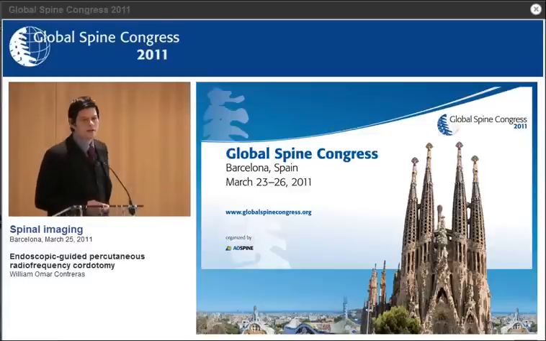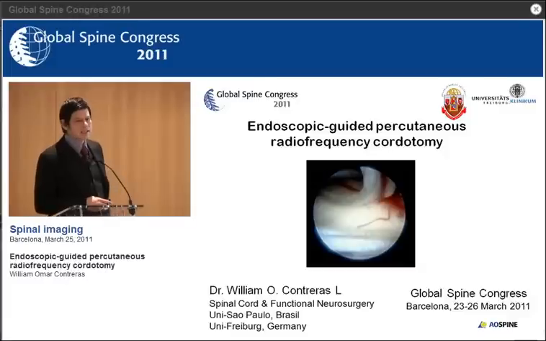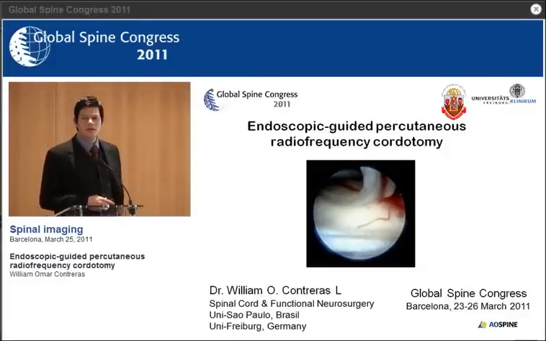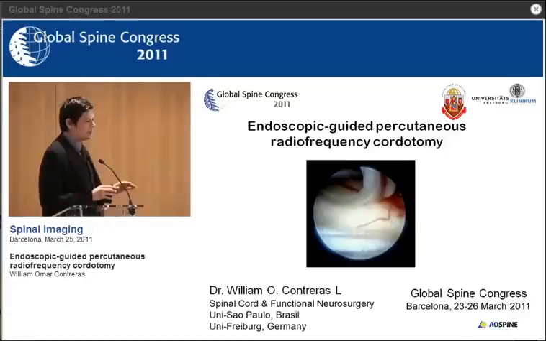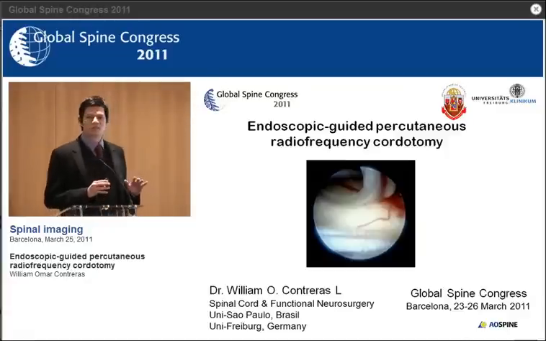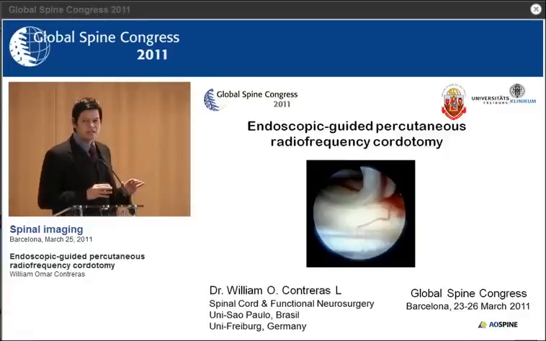Good afternoon. I am very delighted to show you today the first clinical implementation of an endoscopic assisted percutaneous radiofrequency cordotomy. The aim of this study is to show the intradural visualization of the cervical spinal cord in cordotomy for untreatable pain syndromes.